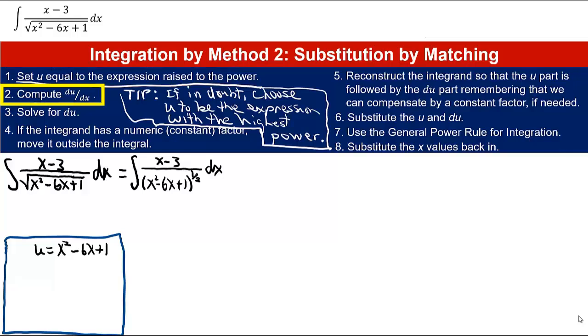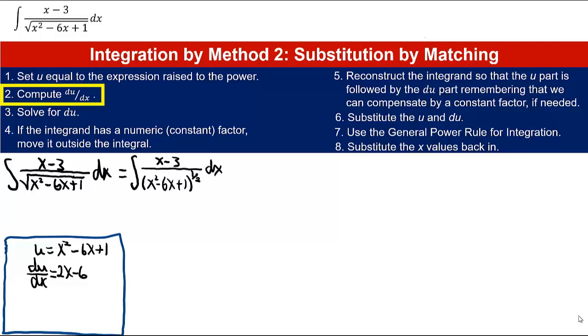Step 2 is to compute du dx. That's the derivative of u. That would be 2x minus 6. And our ultimate goal, which is what step 3 is, is to solve for du. So I'll multiply both sides by dx. The dx is on the left, divide out. And I end up with du equal to the quantity 2x minus 6 multiplied by dx.